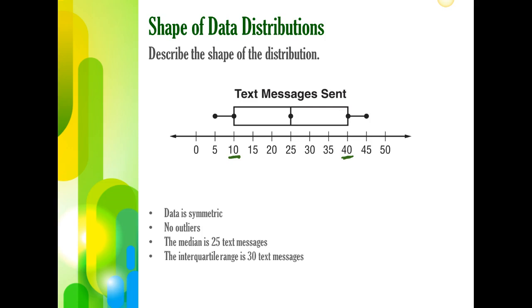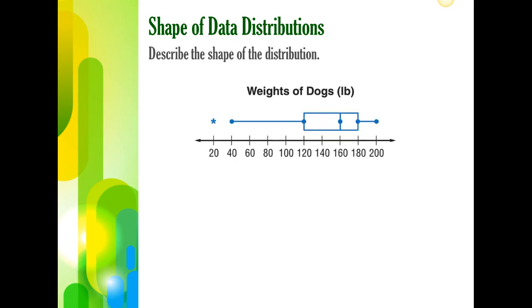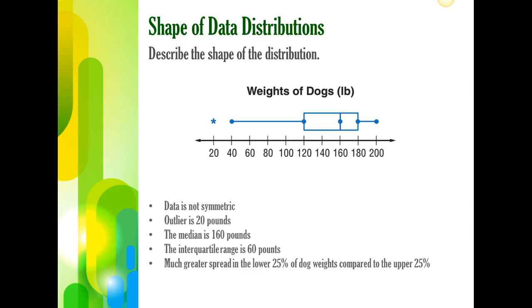Since we don't know the specific values that make up this data set, we are unable to calculate the mean or the mean absolute deviation. This box plot looks quite a bit different from the previous one. It is clear that this data is not symmetric. There is an outlier at 20 pounds. The median weight of dogs is 160 pounds.